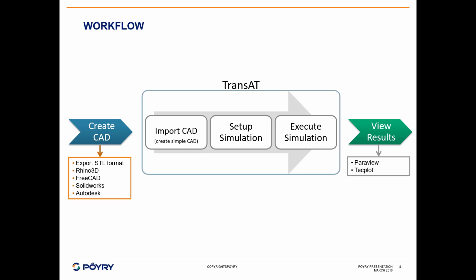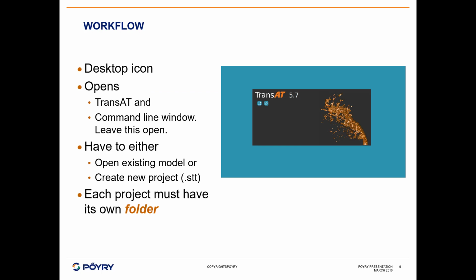After some time that the simulation is executed, results will be available for viewing. This can be output either to ParaView, an open source software, or TechPlot, another post-processing software. Finally, let's highlight some important aspects to keep in mind while using TransAT. If using TransAT on Windows, it can be opened with the desktop icon. Otherwise, on Linux, it should be launched with the command transatui.py. Once opened, you can either create a project or open an existing project.